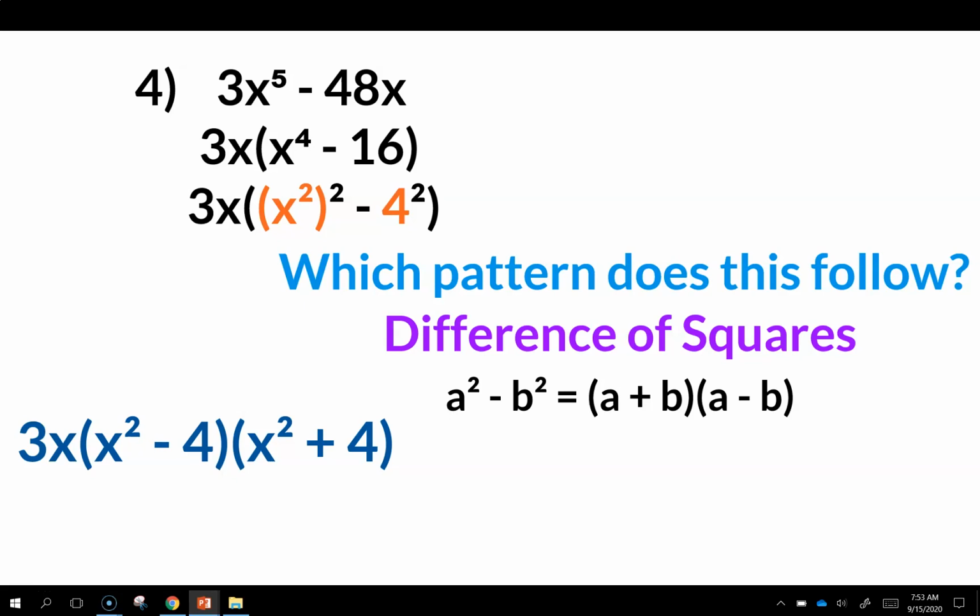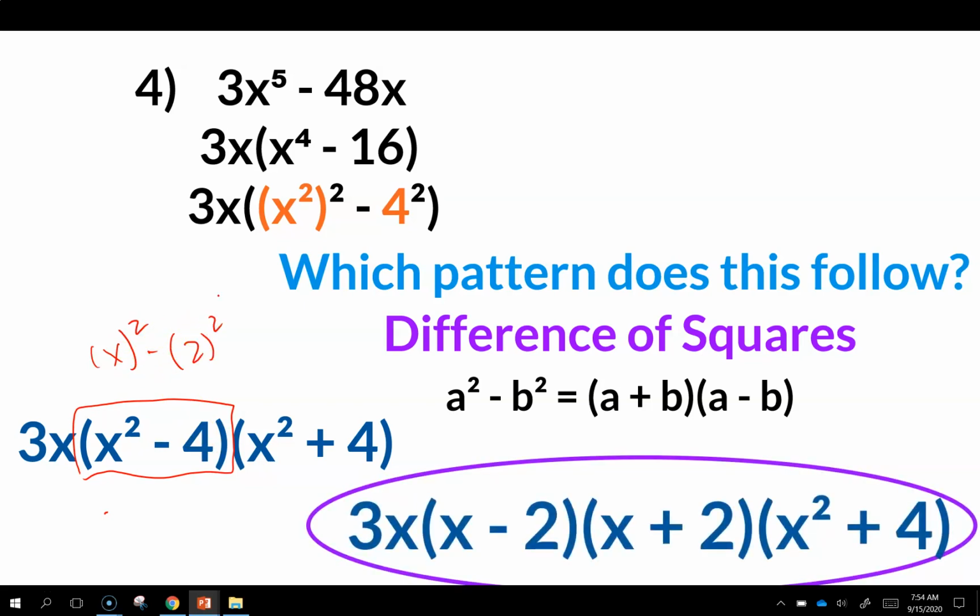Now, we've got to be careful because 4 is also a perfect square, right? X squared is also a perfect square. So this problem technically is not done. You see what I'm talking about? This piece right here. The square root of x squared is x, right? The square root of 4 is 2, right? So I could rewrite this one more time to split that one up.